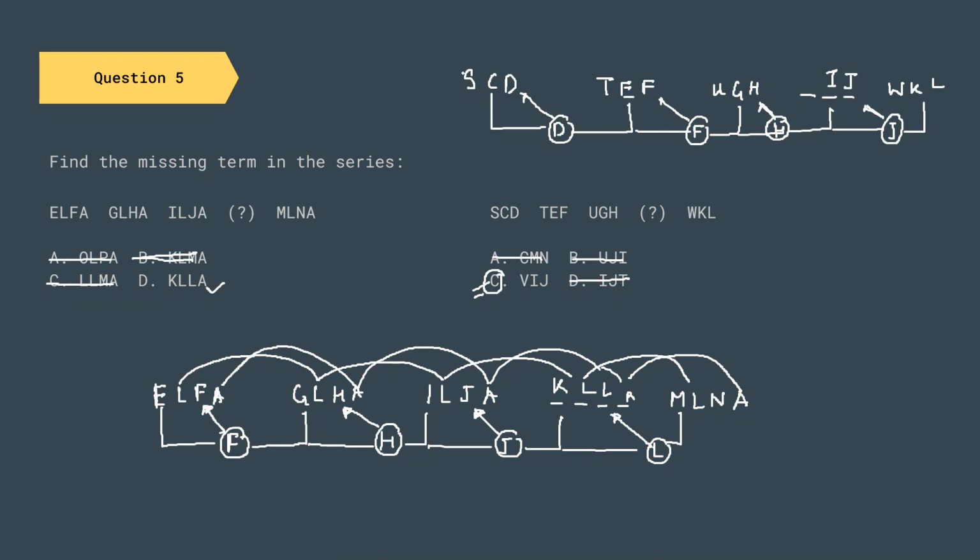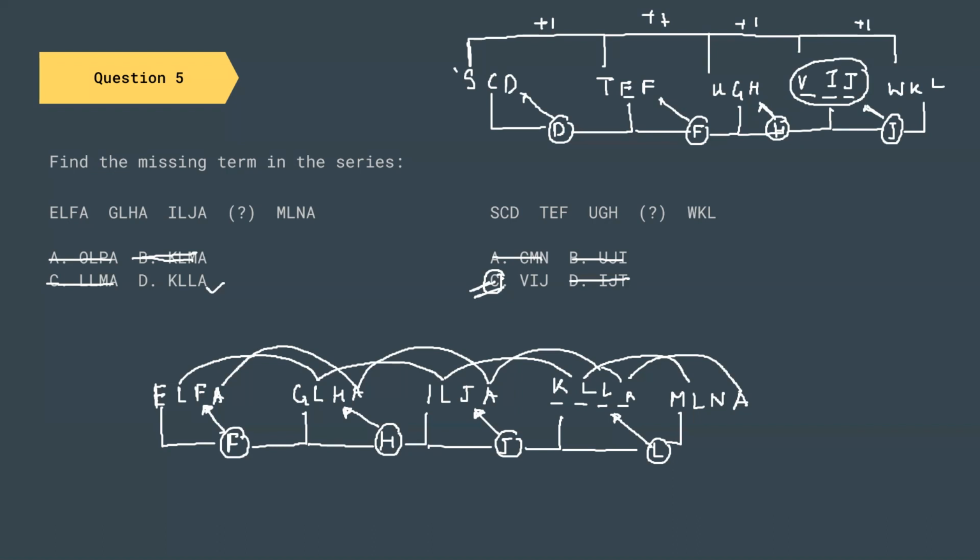Now, again we have S plus 1, that is T. T plus 1 is U, and U plus 1 is V, and V plus 1 is W. So the correct word in the missing pattern is VIG. That is our option B. We had already guessed it by looking at the first iteration, or the first letter, of the word.